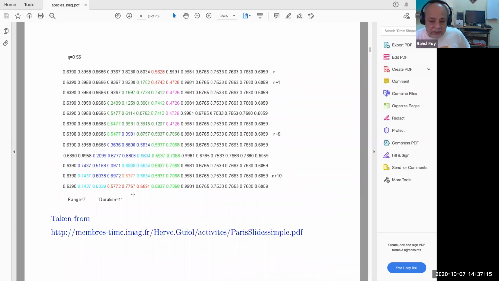So this is an avalanche taken from this website. So if q is 0.56, then there's only 1 here, and at the next stage, these 3 change, and all 3 are less than 0.56, and then the next stage only 0.1752 changes, etc. And it goes on for a duration of length 11, until all of them are again over 0.56. And from here to here, where it changed, that's called the range, and the range is here 7. Okay.